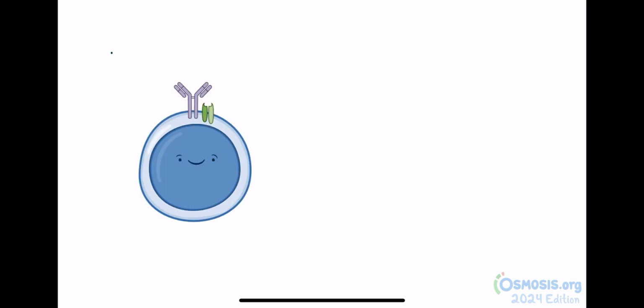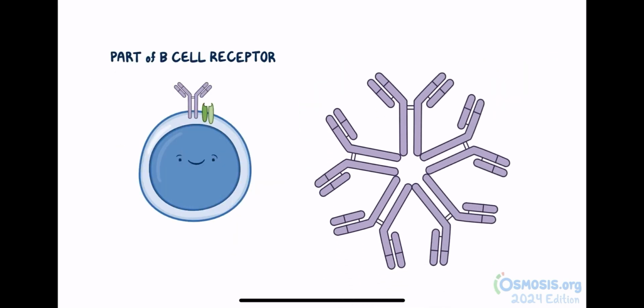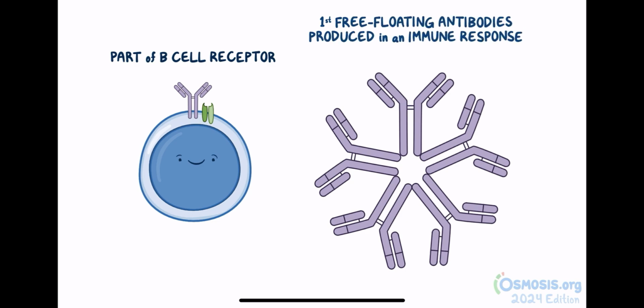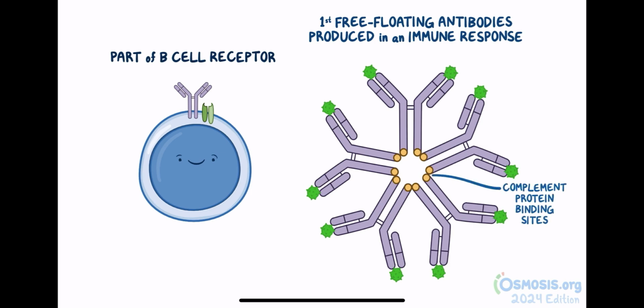For example, IgMs are part of B cell receptors, and are the first free-floating antibodies produced in an immune response. They're secreted as a pentamer, meaning there are 5 antibodies connected together, which provides a ton of binding sites for grabbing antigens and taking them out of the blood. Each antibody has complement protein binding sites on the heavy chains, so these IgM pentamers are also great at activating complement proteins, which help destroy and remove pathogens.